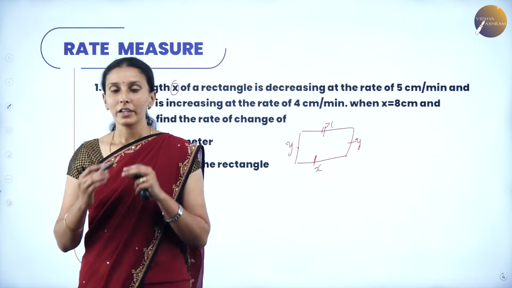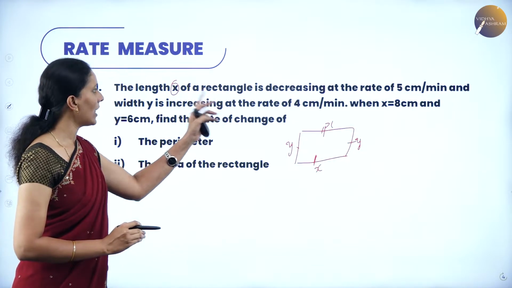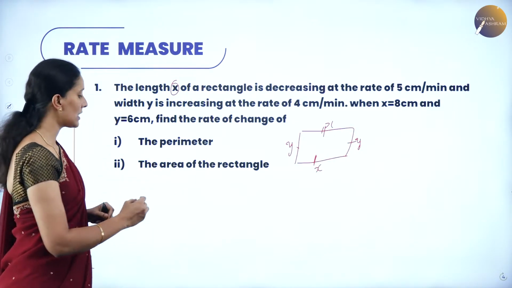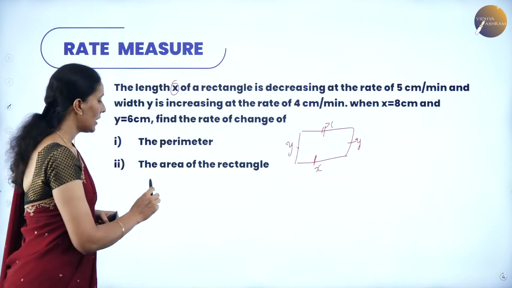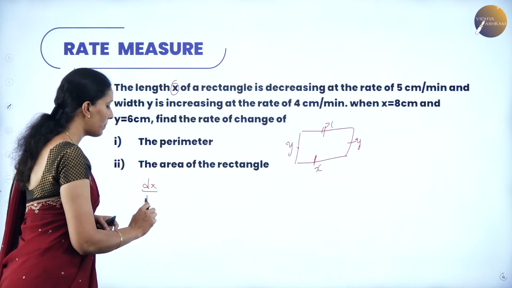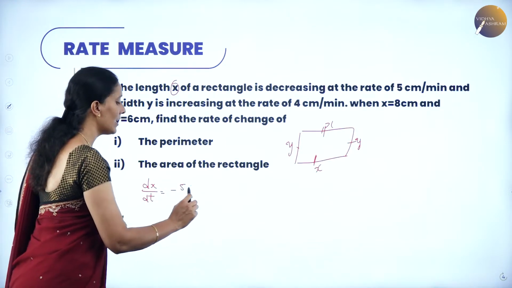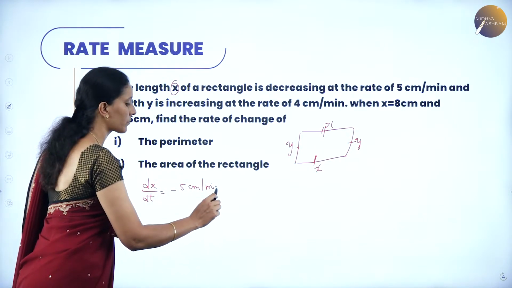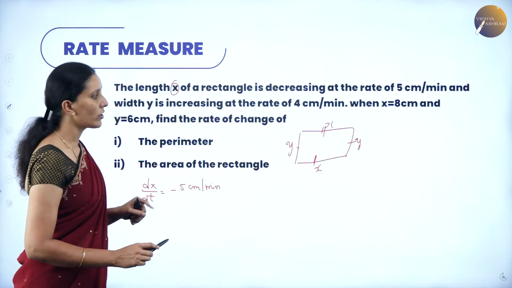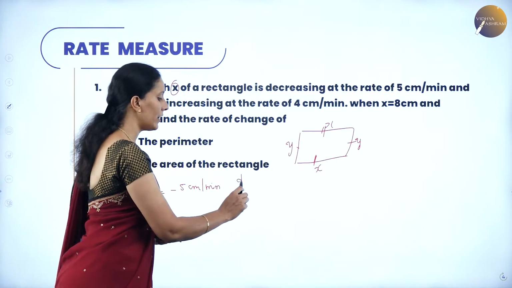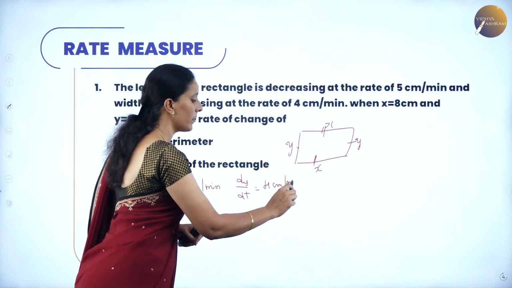Now, what they have given is a change in length as well as a change in width. The length is decreasing. Whenever it is decreasing with respect to time, because it is given as 5 cm per minute, that means there is a change in length with respect to time and it is decreasing. So we will write dx by dt as -5 cm per minute. Next, they have given that the width y is increasing at the rate of 4 centimeter per minute. So we write dy by dt is equal to 4 centimeter per minute.